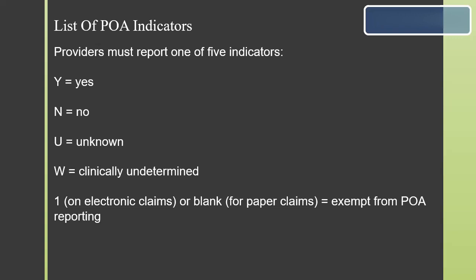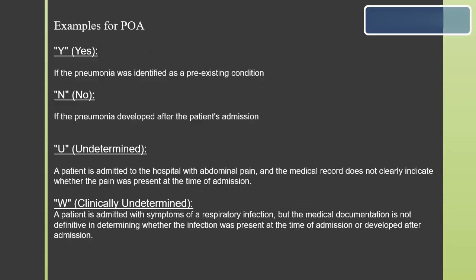Additionally, the POA indicator should not be used for any code on the exempt list. For a comprehensive list of codes on the POA exempt list, please refer to the official guidelines for ICD-10-CM. Example for the POA: if the pneumonia was identified as a pre-existing condition, meaning it was present when the patient was admitted, the coder would use POA indicator Y to specify the pneumonia was present on admission. If the pneumonia developed after the patient admission, the coder would use a POA indicator N to specify that the pneumonia was not present, indicating that it was not present on admission and was a hospital acquired condition.